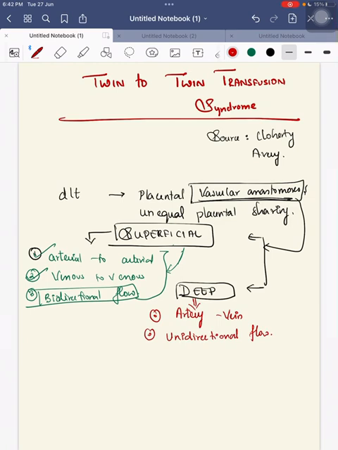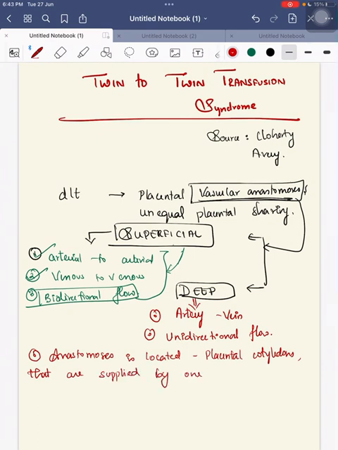These are located in the placental cotyledons that are supplied by one fetus and drained by the other fetus.